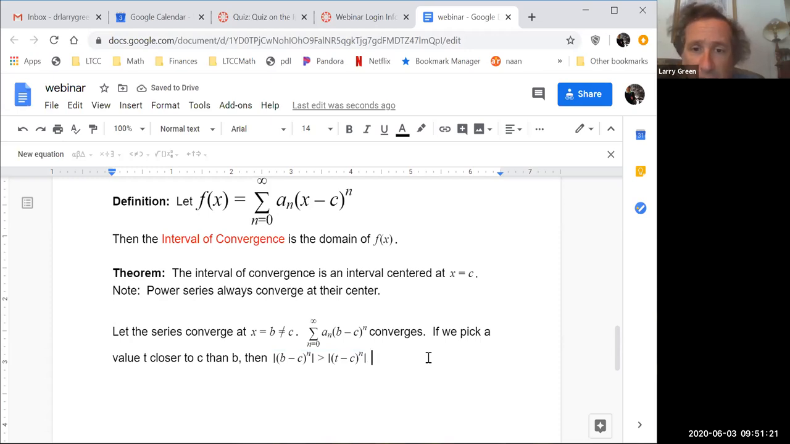Any questions on that? Because remember that the absolute value of b minus c is the distance from b to c. The absolute value of t minus c is the distance from t to c. If t is closer, then the b minus c to the n must be bigger than t minus c to the n in absolute value. Anyone lost on that idea?